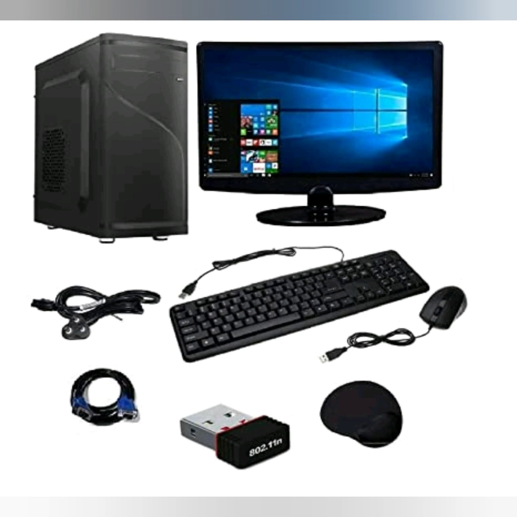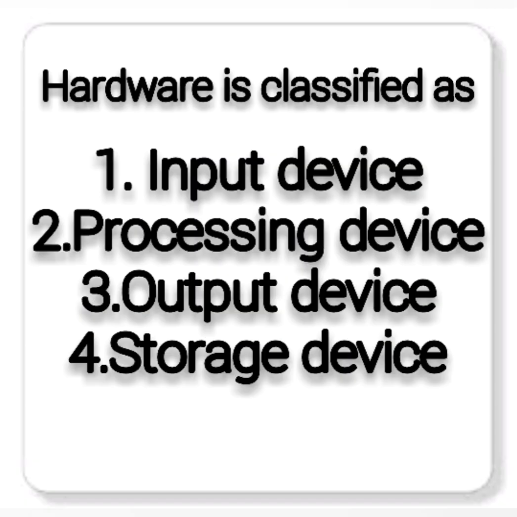Okay. So hardware is further classified into four types. That is input device, processing device, output device and storage device. Okay. While processing, the computer saves the data or result in the storage device. So let us learn about them one by one.